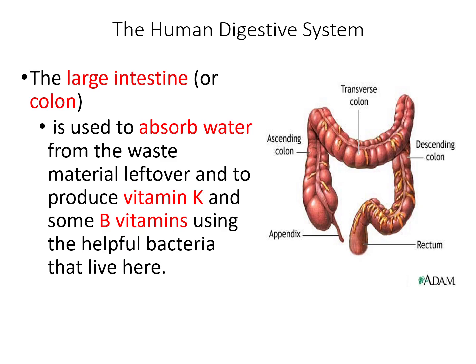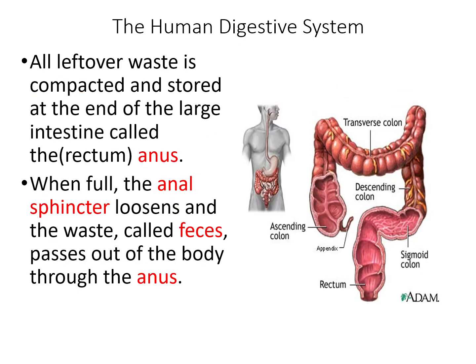Now, since water is being absorbed from the waste, it starts to solidify, and that's our feces. All of our waste is compacted and stored at the end of the large intestine, which is called the rectum. It is the reservoir of our feces. And then, when it is full, the anal sphincter, the valve at the end of our rectum, loosens, and then our feces passes out of the body through the anus.